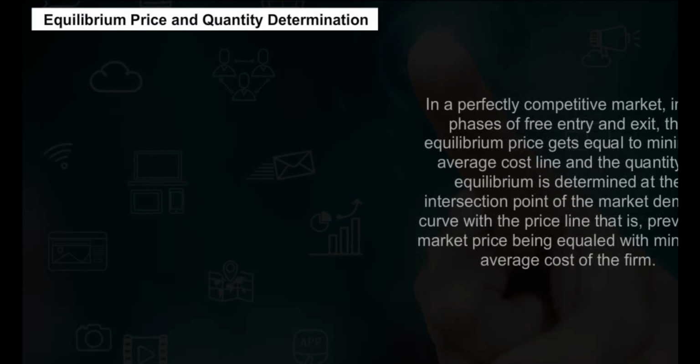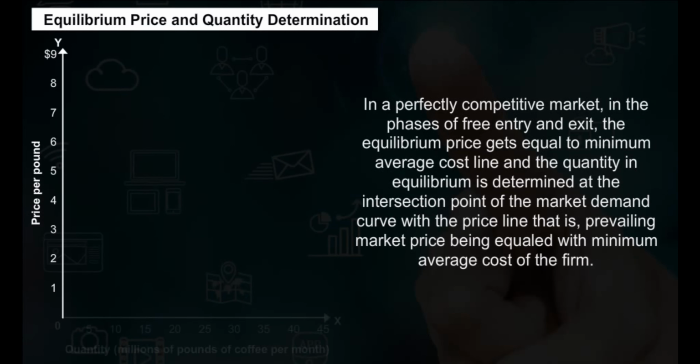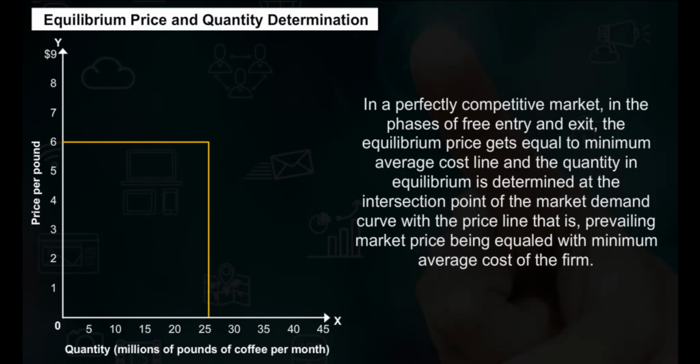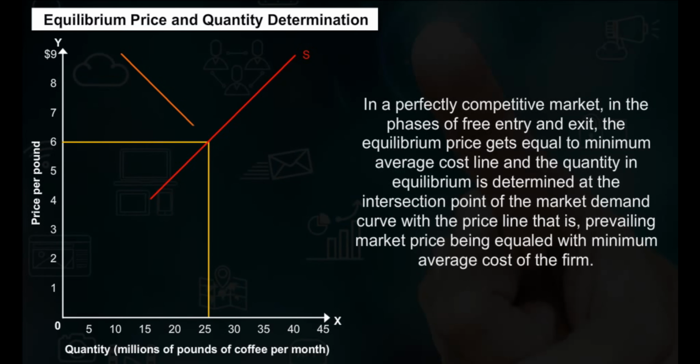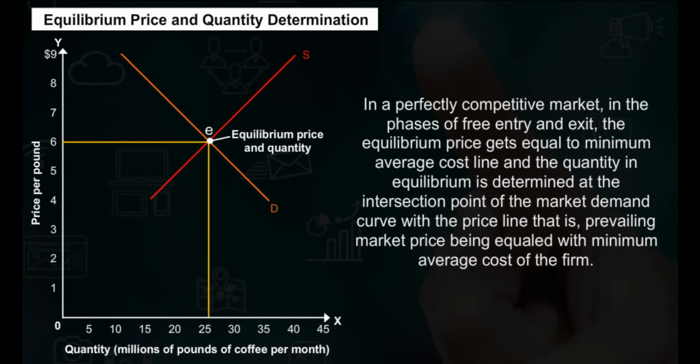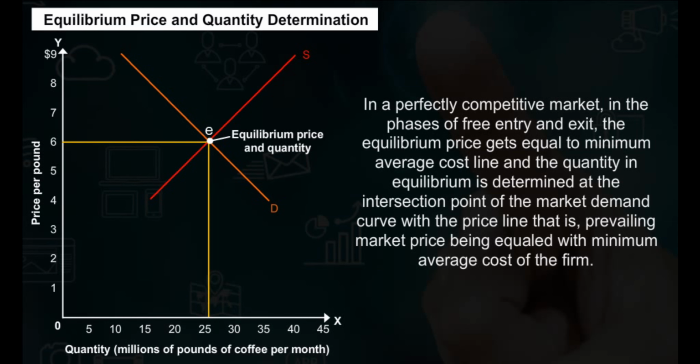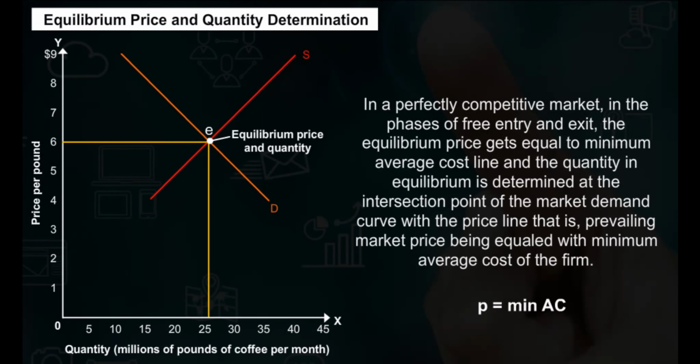Equilibrium price and quantity determination. In a perfectly competitive market, in the phases of free entry and exit, the equilibrium price becomes equal to the minimum average cost line, and the equilibrium quantity is determined at the intersection point of the market demand with the price line, that is, the prevailing market price being equal to the minimum average cost of the firm.